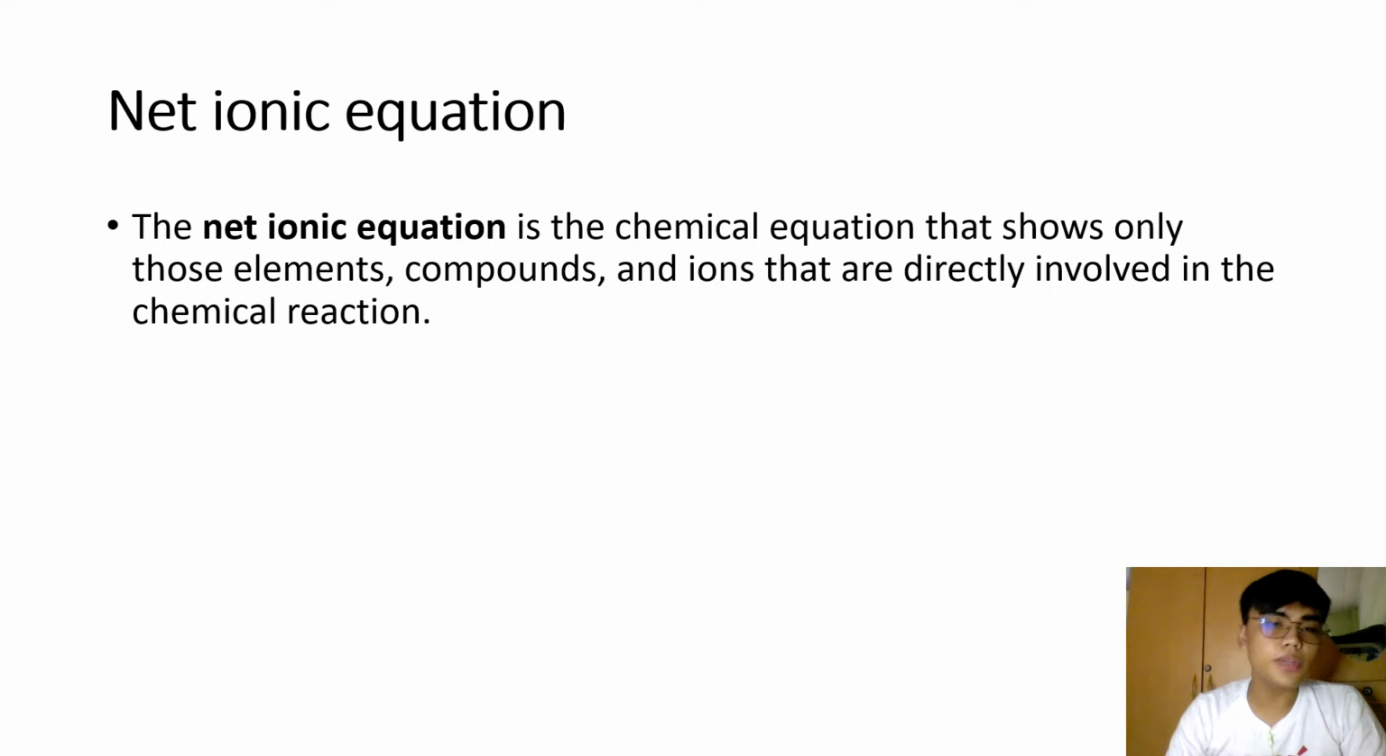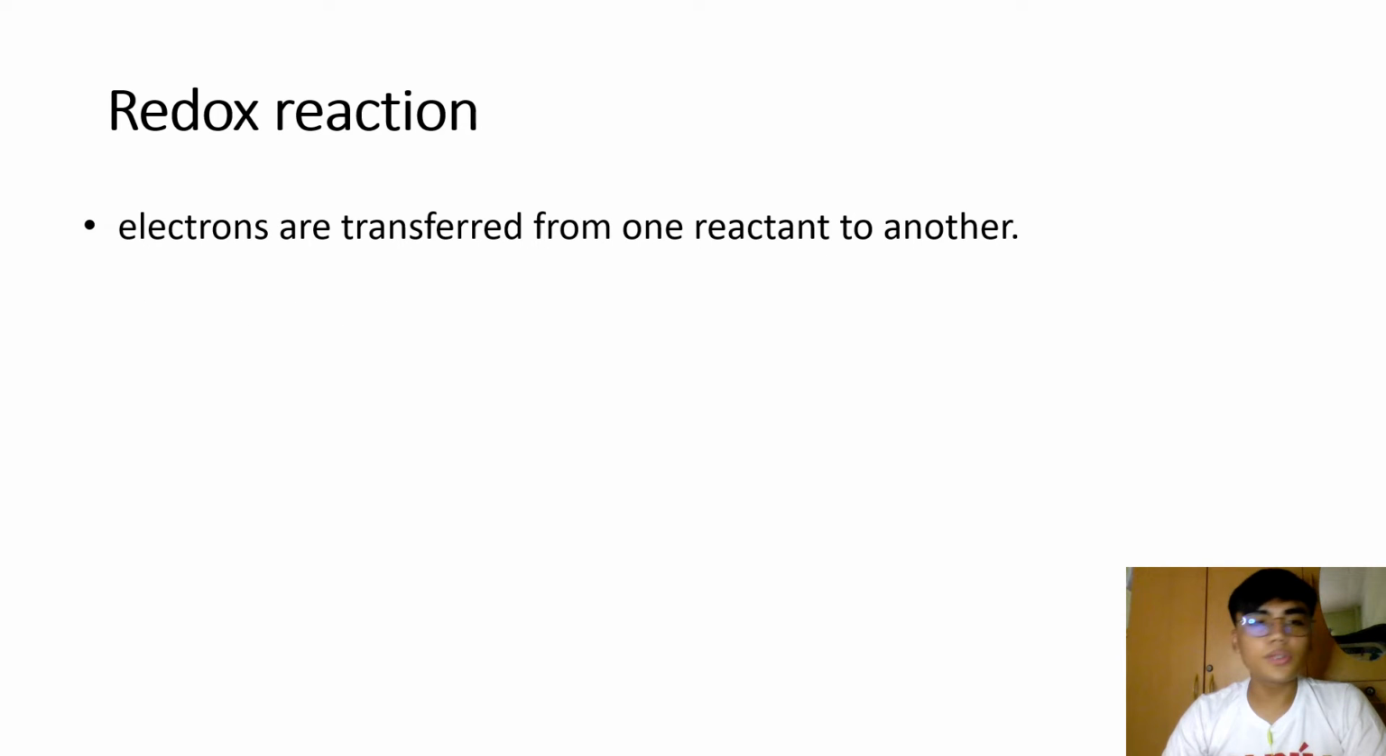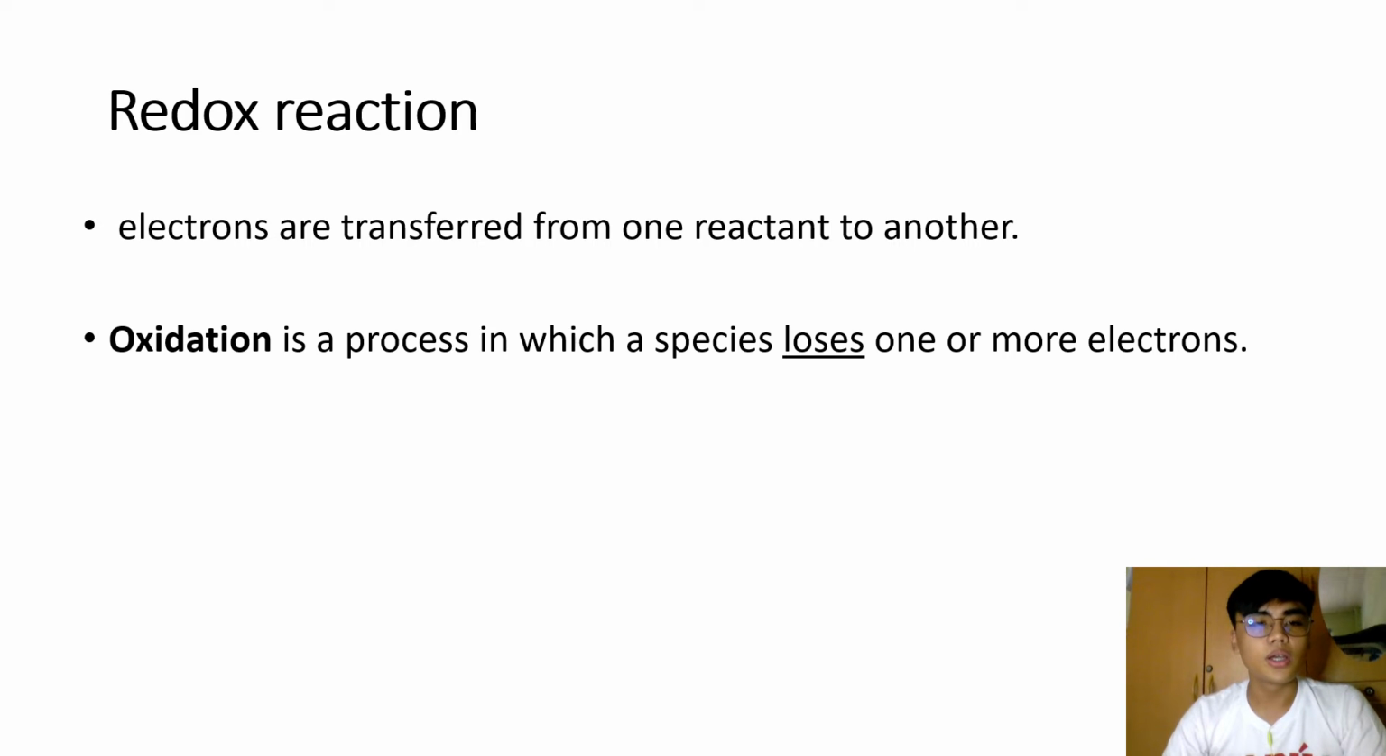For the brief background, what is a net ionic equation? The net ionic equation is the chemical equation that shows only those elements, compounds, and ions that are directly involved in the chemical reaction. In order to write a balanced net ionic equation, we should know what a redox reaction is. A redox reaction is where electrons are transferred from one reactant to another, a combination of oxidation and reduction. Oxidation is a process in which a species loses one or more electrons.